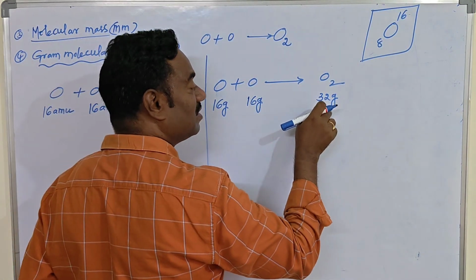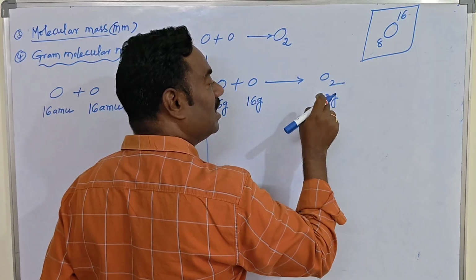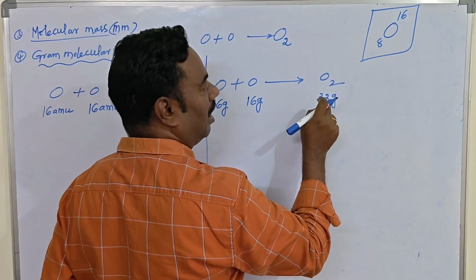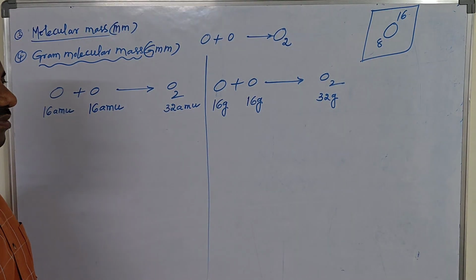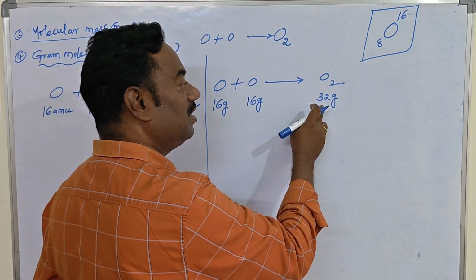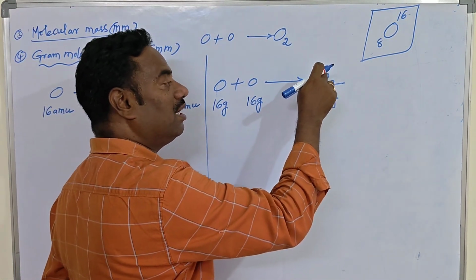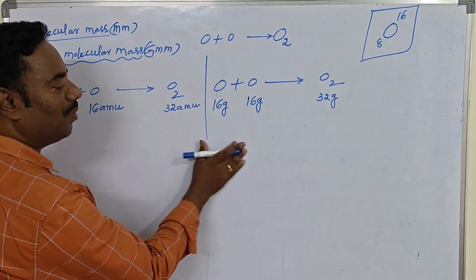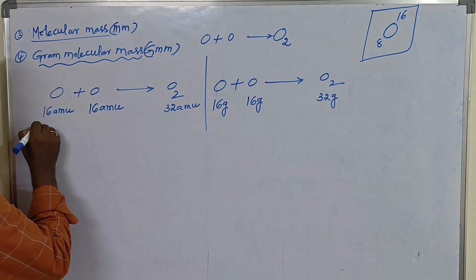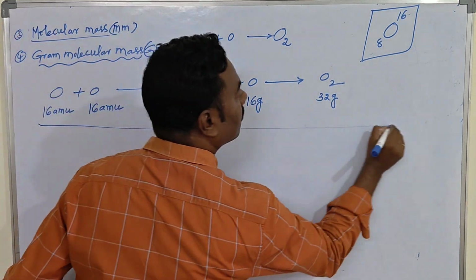32 grams means it contains Avogadro number of O2 molecules.